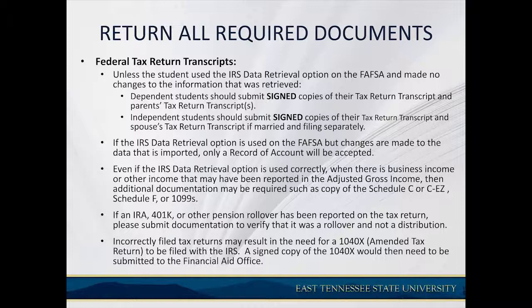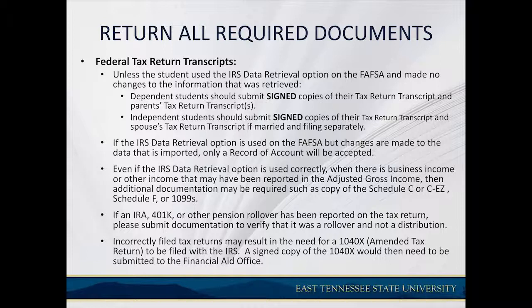If the IRS data retrieval option is used on the FAFSA but changes are made to the data that is imported, only a record of account will be accepted. Even if the IRS data retrieval option is used correctly, when there is business income or other income that may have been reported in the adjusted gross income, then additional documentation may be required, such as a copy of the Schedule C, Schedule C-EZ, Schedule F, or 1099s.